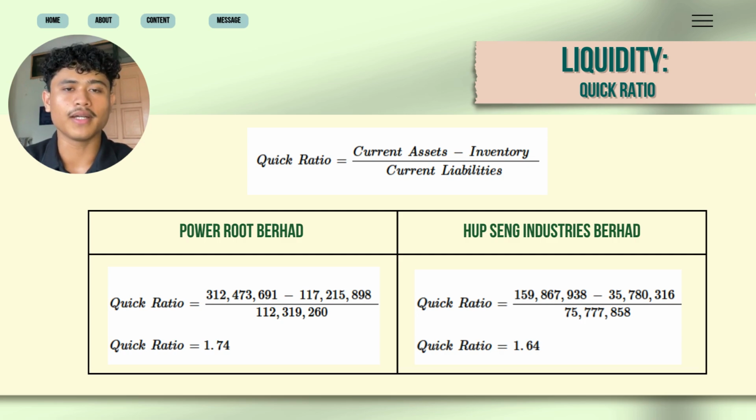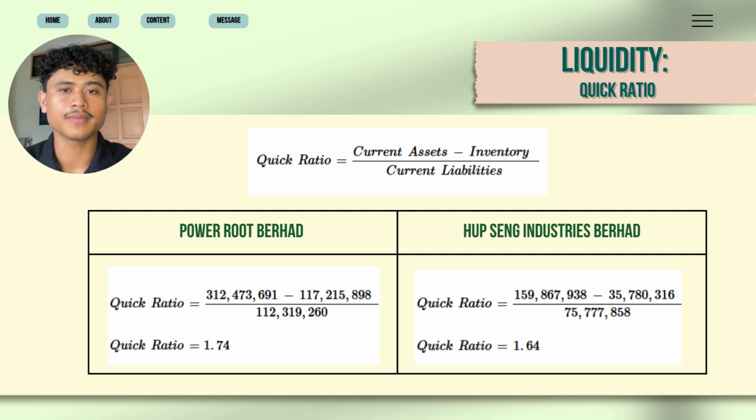For Power Root Berhad, the quick ratio is calculated as 312.47 million minus 117.222 million, divided by 112.32 million, resulting in a quick ratio of 1.74 times. This means that for every 1 ringgit of its current liabilities, Power Root has 1 ringgit 74 cents of liquid assets available to settle its short-term obligations.